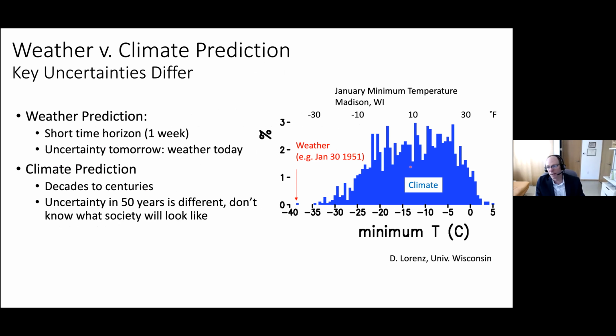So I'll go back to this plot that I showed for Wisconsin. The key uncertainties are actually different. Again, we talked about climate being the distribution, weather being the individual event. So for weather prediction, it's a short time horizon. You're pretty much looking at the next week, and most of the uncertainty about the weather tomorrow is based on the weather today, where you are, where this distribution actually finds you.